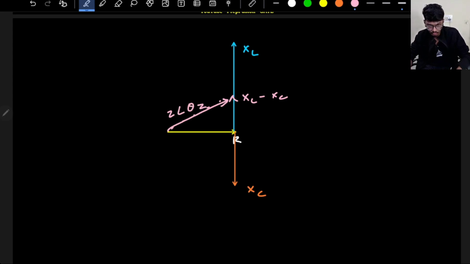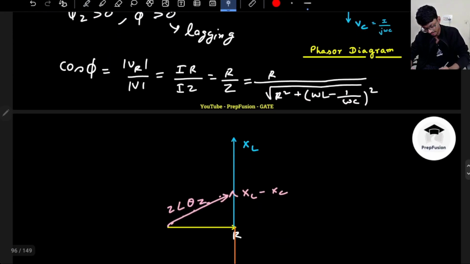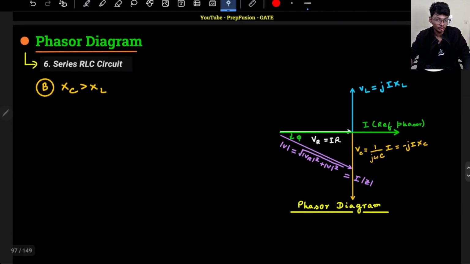So Z is under root R square plus (omega L minus 1 by omega C) whole square, and the angle I have already discussed. How to find out the cos phi and tan phi, also you can do. Next case I will do a bit fast this time.